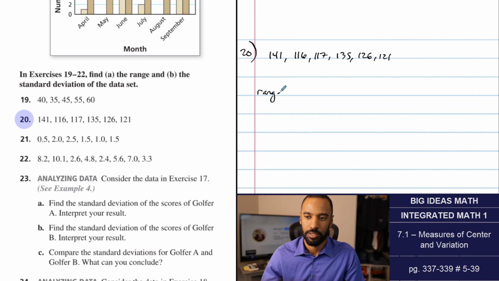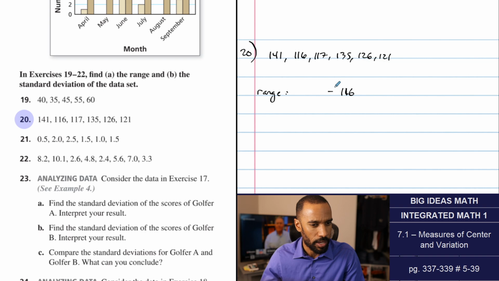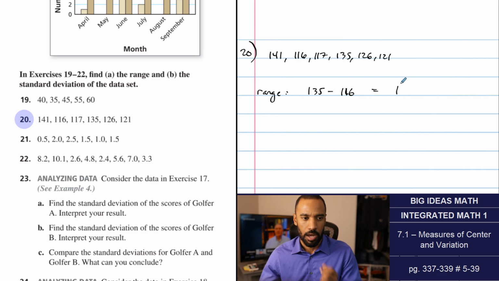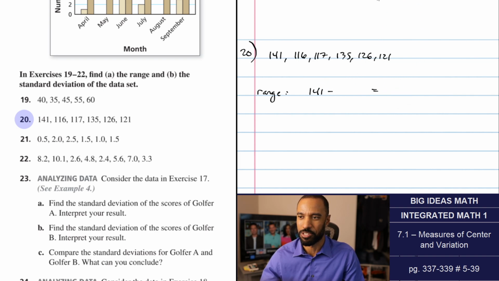Okay, range. Smallest number, are these in order? Oh, not quite. But the smallest number looks to be 116. I thought this said 114. 116 is subtracted from the largest number, which is 1... I need to look at the printout. 135. And that's 19. Wait a minute. Is that right? 135. Oh, 141 is the largest. I was going to say, is that right on the calculation? And then I just saw that that was a different number. 116. All right, that's 25. All right, range is 25.